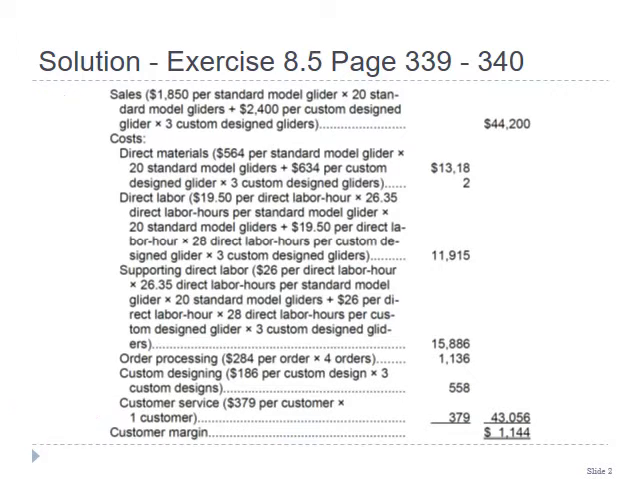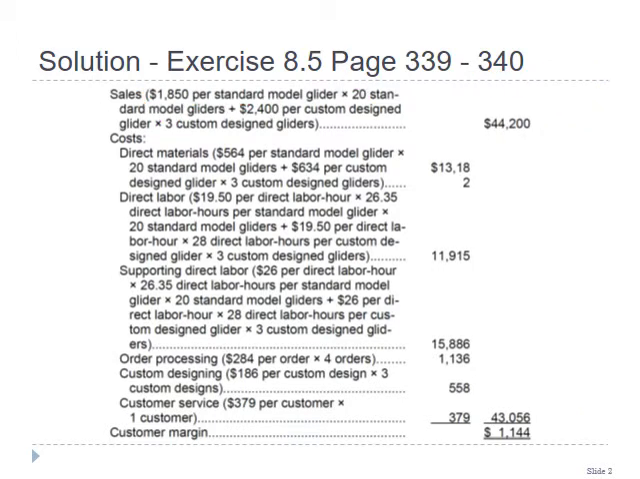Okay, so how many paragliders have we sold? 20 standard ones and 3 custom designs. The price of the standard design is 1,850 and 2,400 for the custom design. So where did this 44,200 come from? 1,850 multiplied by 20, plus 2,400 multiplied by 3. The answer is here, right? So we have calculated the sales. Now let's calculate the cost.